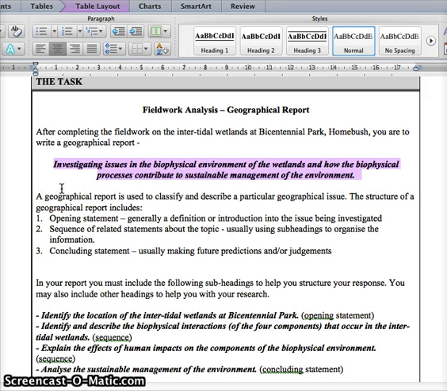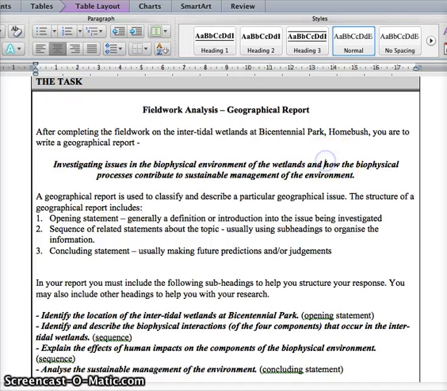So as you can see, it's investigating issues in the biophysical environment of the wetlands and how the biophysical processes contribute to sustainable management of the environment. Now that's really wordy and there's a lot of information there. What I will do is I'll split it into two. So the first part of the question is investigating issues in the biophysical environment of the wetlands. So what you are basically doing is looking at all the issues that occur in the wetlands. And when I say the biophysical environment, it's looking at the four spheres working together as well.